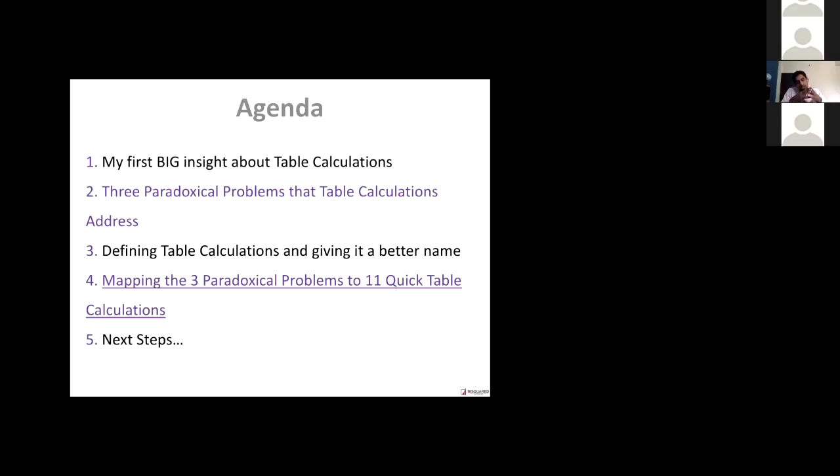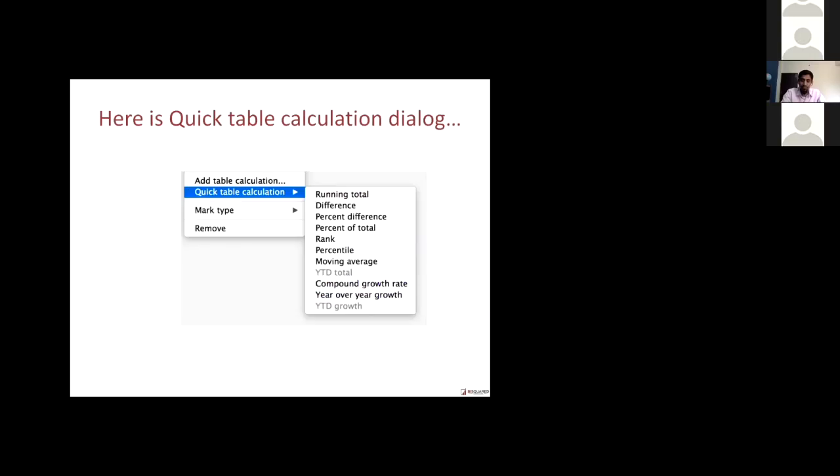And I told you, you don't have to memorize these long lists. As long as you understand 3 paradoxical problem families, you would be able to understand when to use them. Now, let me illustrate what I mean by taking these 3 families and mapping them to the calculations that you're familiar with, which is in this dialogue really, right?